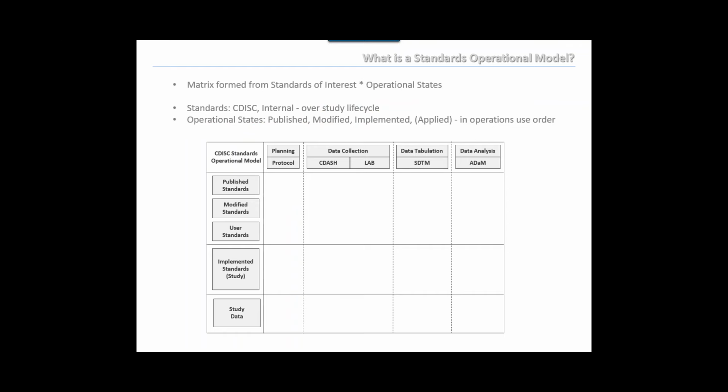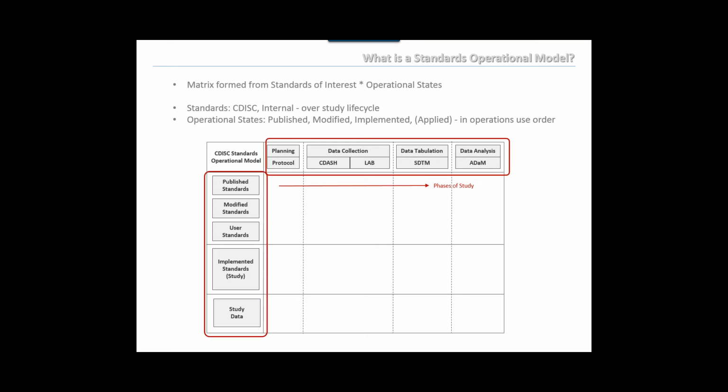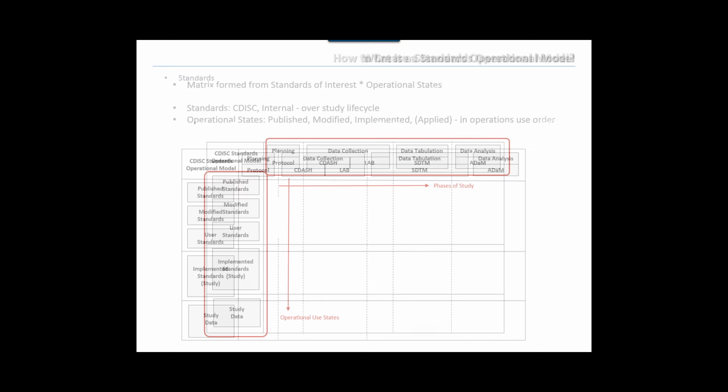Having confirmed the operational states as they exist in practice, and having completed this grid, we can start filling in the details of the standards themselves. So here we have the grid again, and we can start by putting in the actual details of the published standards of interest. Then the details of any modified standards, for instance, variations on SDTM for internal use, followed by any user standards. For instance, here we see a CRF library.